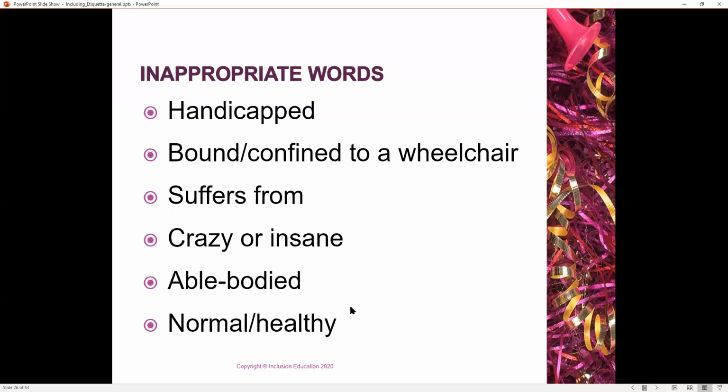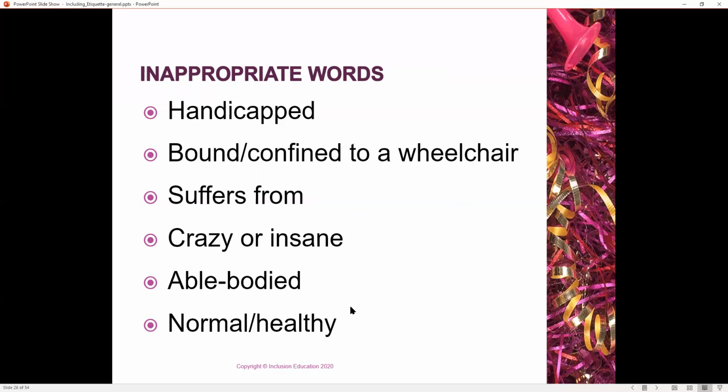That's the same thing with someone who may use a cane. Any of the tools that we use are helping us to become more independent and more free. So when people use the words bound or confined, it's not an appropriate way to talk about someone in a wheelchair.